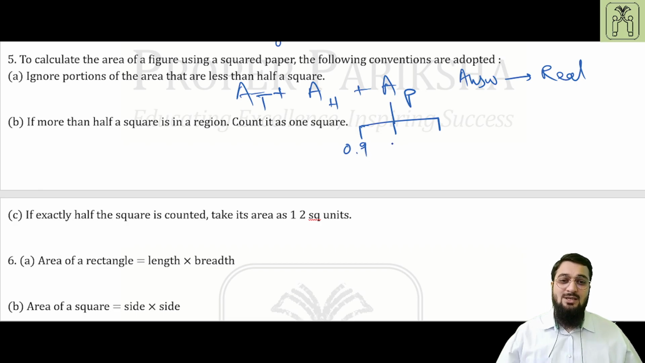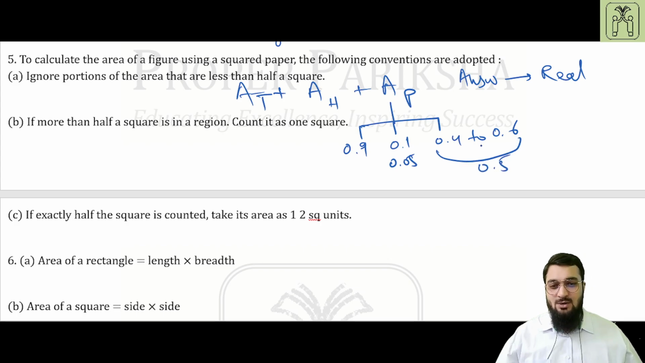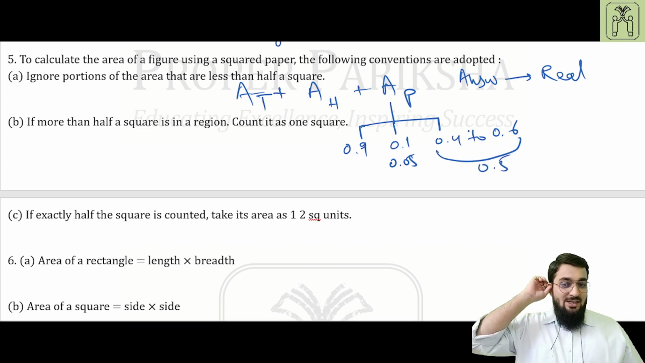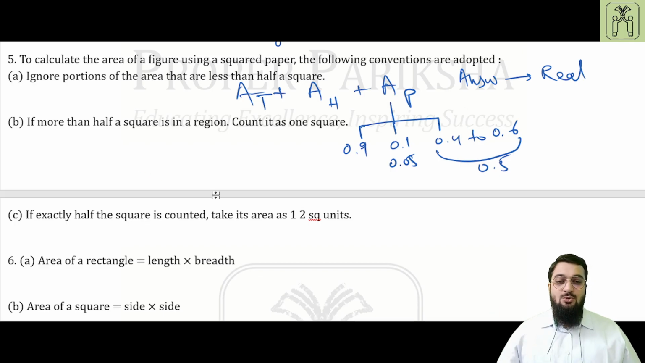0.9 shaded, and some are like 0.1 or 0.05 shaded, that very least amount of the square is shaded, and some are like 0.4 to 0.6 shaded, that is some are less than half, some are more than half. So we take a 0.5 to balance them out. If exactly a half square is counted, it takes 1 upon 2 square units. Okay, so this we have discussed in much more detail, so that procedure will explain this set of basic steps.